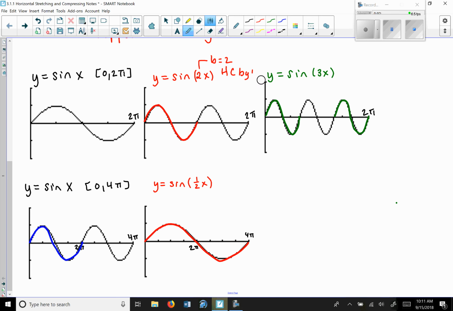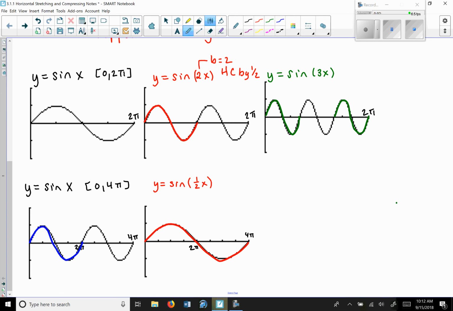You notice that this graph has 2 cycles from 0 to 2 pi. In order to do that, we had to compress it in by 1/2. So there's the first wavelength and the second. That 2 tells you, again, that there are 2 cycles now from 0 to 2 pi. However, it's a horizontal compression of 1/2 of your parent graph.